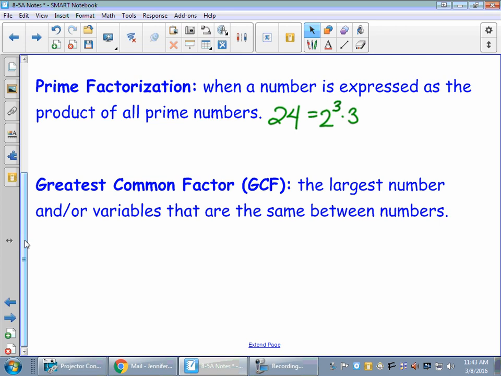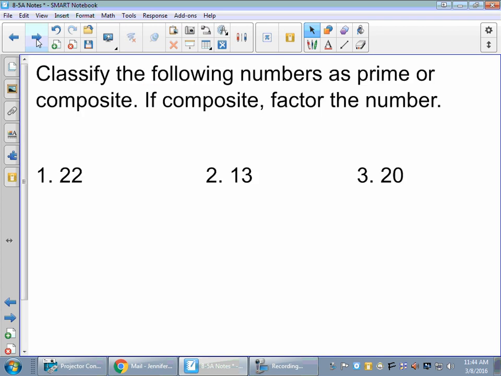So you're comparing a couple numbers, not just looking at 24, but maybe looking at 24 and 10, maybe looking at 24 and 15 and saying, what do they have in common? And it's the greatest common factor because it's the largest one. So you're trying to find the biggest number, which in this case could be numbers and variables that are the same between numbers. So we're going to talk more about that. So let's just practice a few of these concepts before we move on.